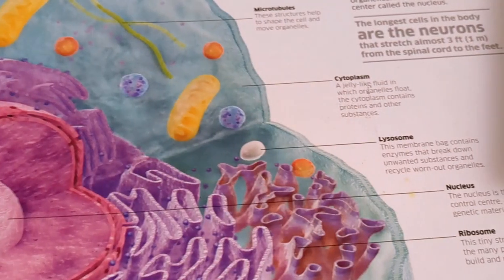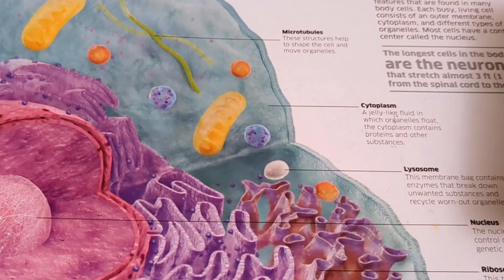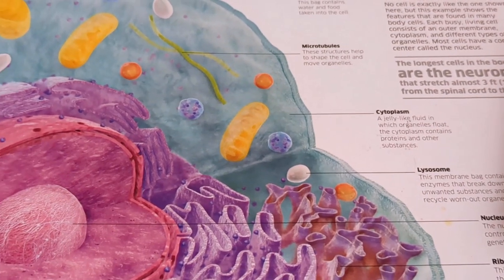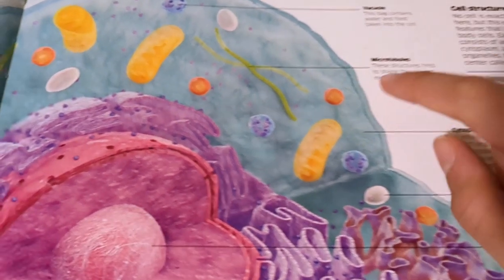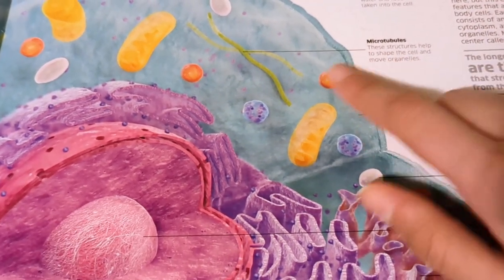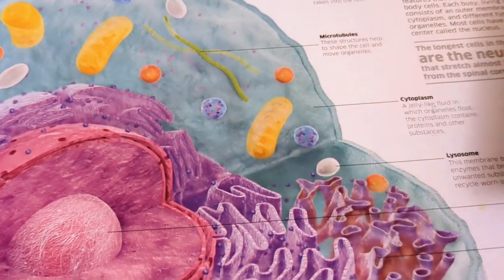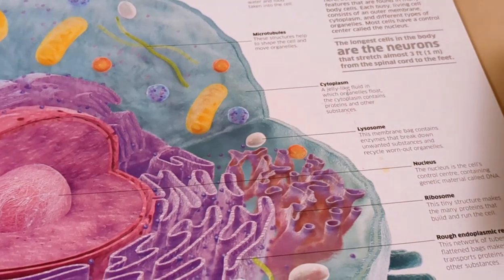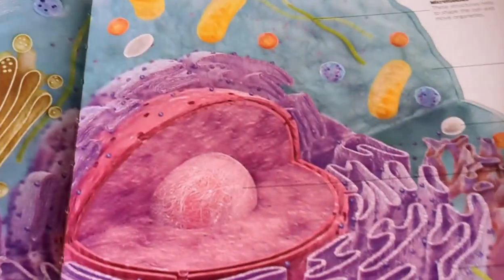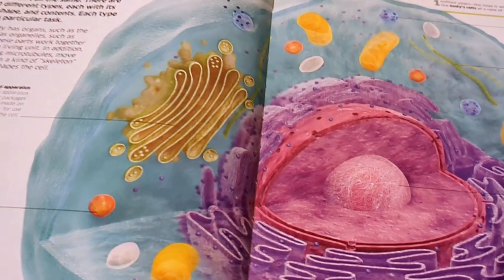Fun fact, the longest cells in our body are the neurons that stretch almost 3 feet, which is 1 meter, from the spinal cord to the feet. Microtubules. These structures help shape the cell and move organelles. So what's an organelle again? It's one of these.